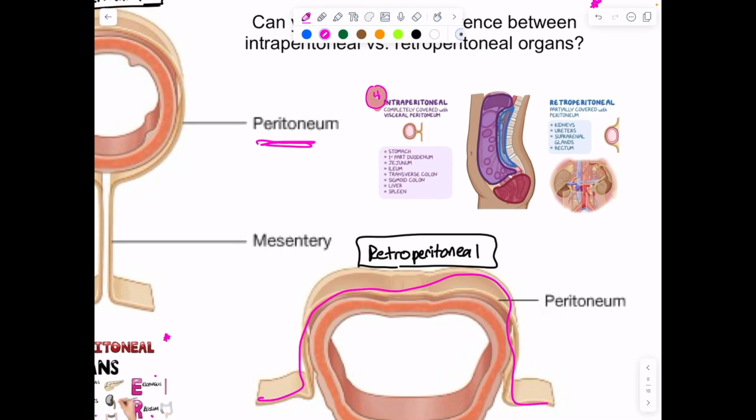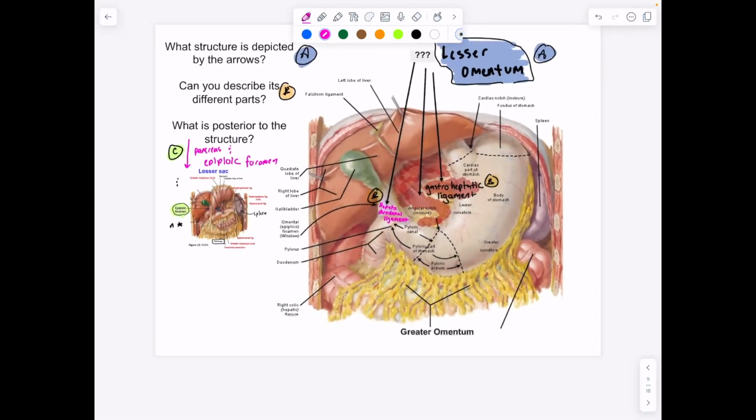And intraperitoneal is everything in the front right here: stomach, first part of duodenum, jejunum, ileum, transverse colon, sigmoid colon, liver, and spleen. All right, not too bad. We're getting closer to done.